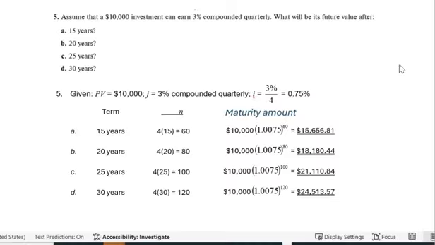Then we're going to multiply that by the 10,000. Multiply 10,000 equals, and that gives us $15,656 and 81 cents.